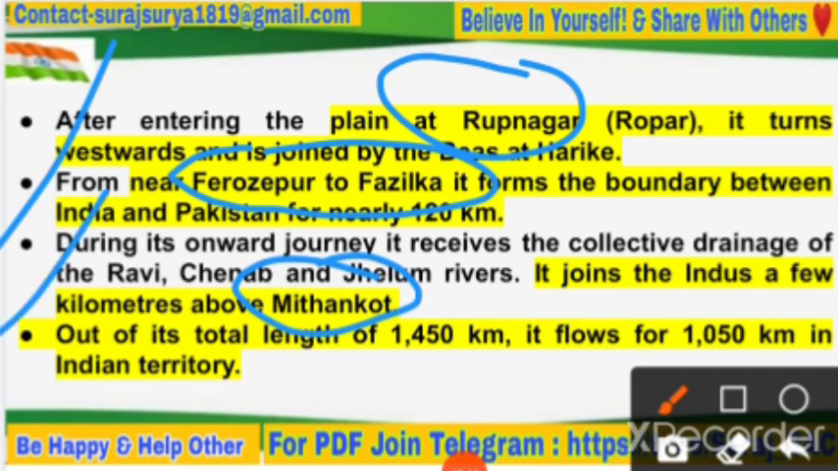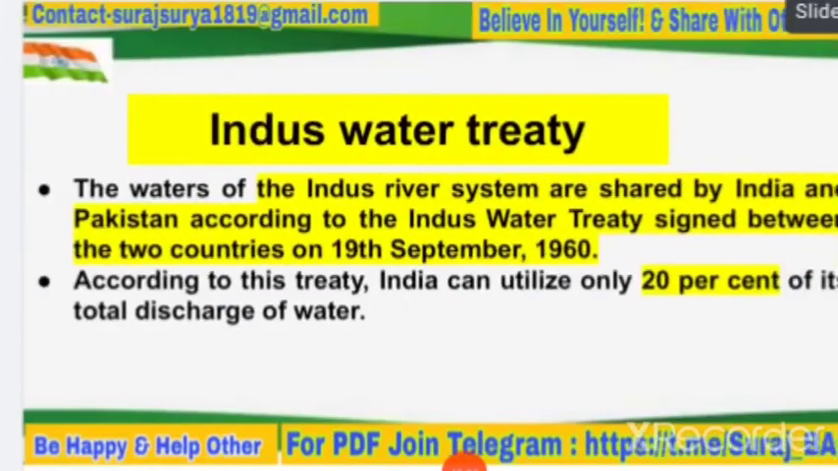Of the total length of 1450 km of the Sutlej, it flows for 1050 km in Indian territory. The overall length of the Sutlej River is 1450 km, but the complete length in Indian territory is 1050 km.